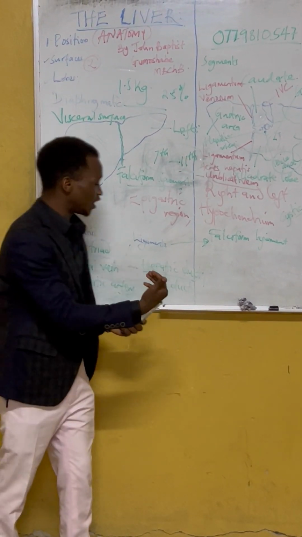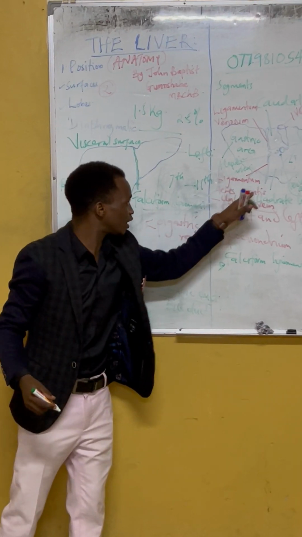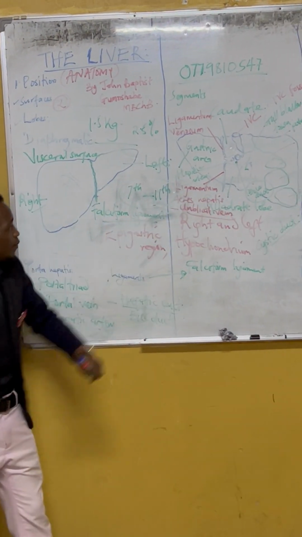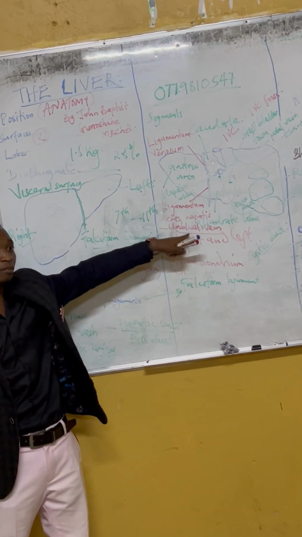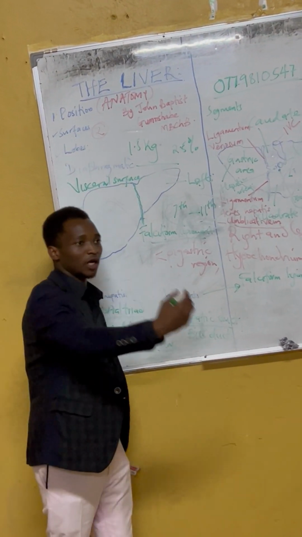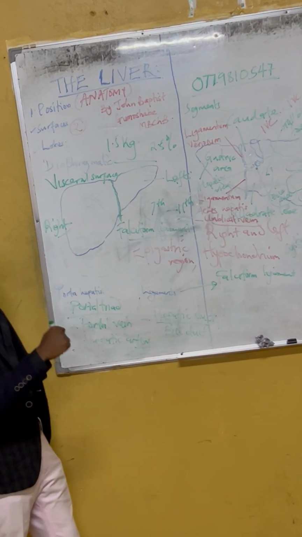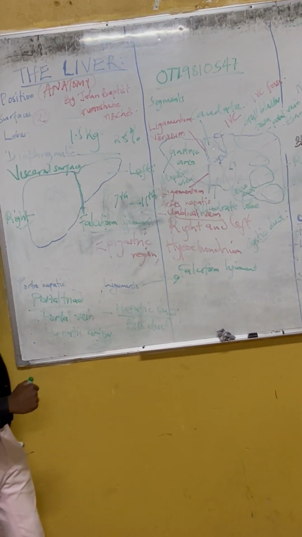And as we said earlier, this ligamentum teres hepatis is a remnant of the umbilical vein, the one that brings nutrients from the placenta into the what? Into the fetus as the embryo is still growing.